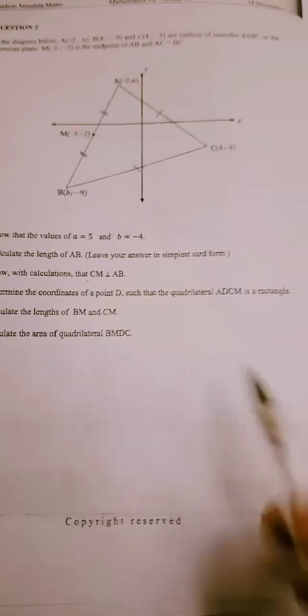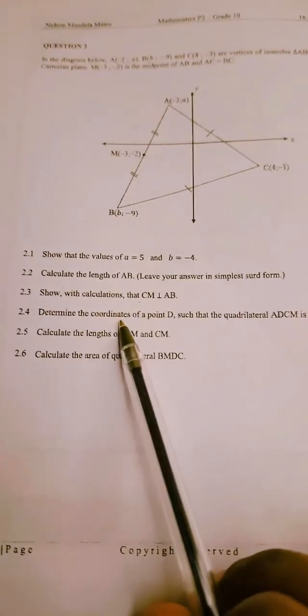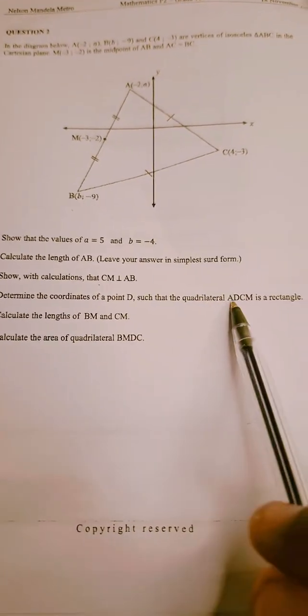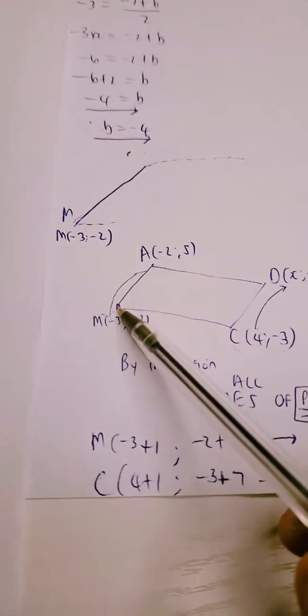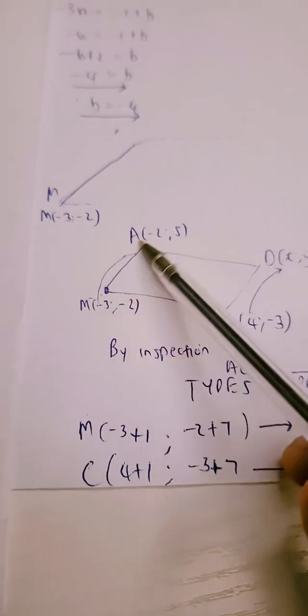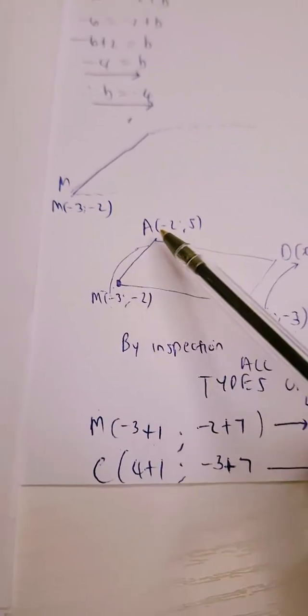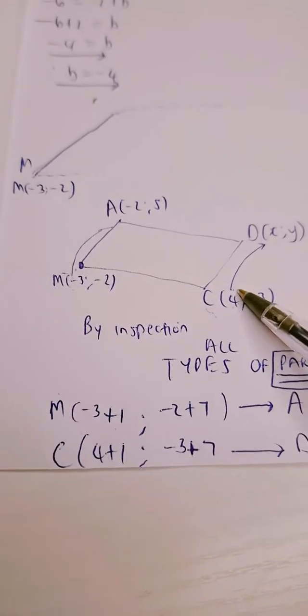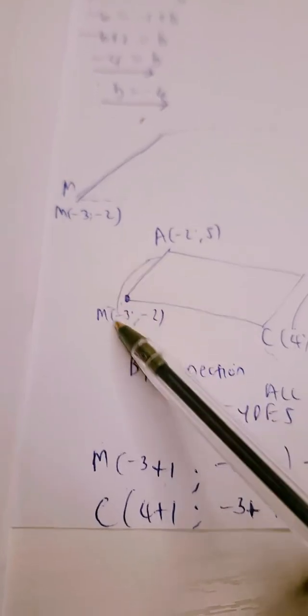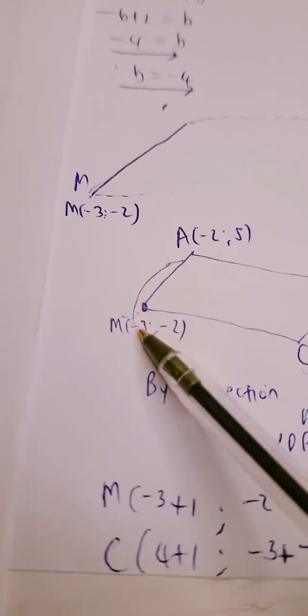Okay, so determine the coordinates of a point D such that the quadrilateral ADCM is a rectangle. Hopefully, guys, we get this point. All right. So, did you see the method? I said you check with the given side. Because you know AM is equal to DC. What you do is you simply check what happened to this x coordinate to get that one. Or you could have done it vice versa.